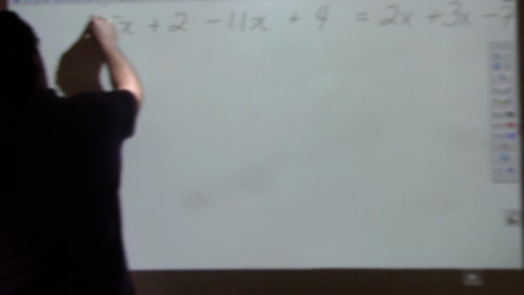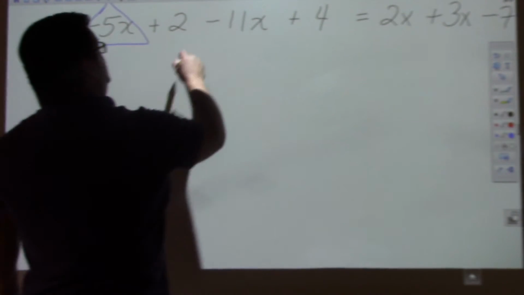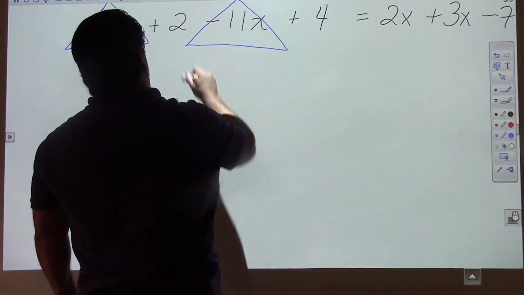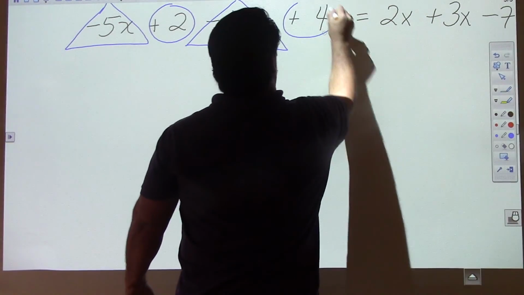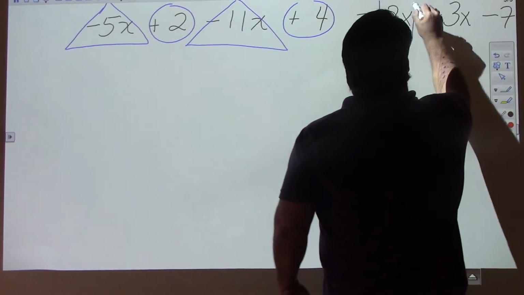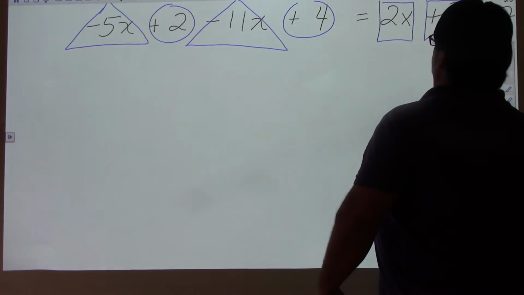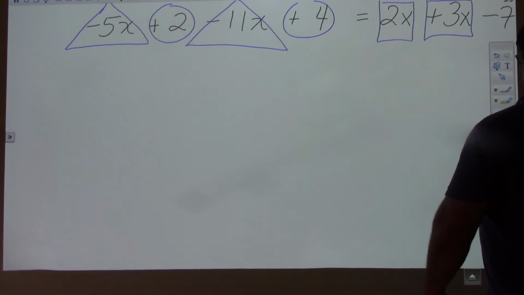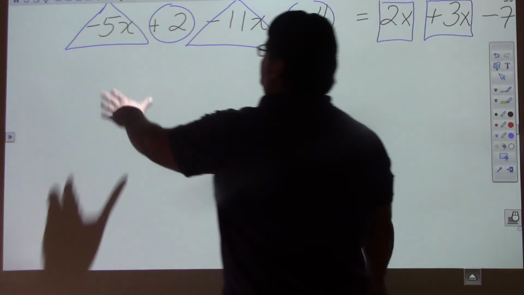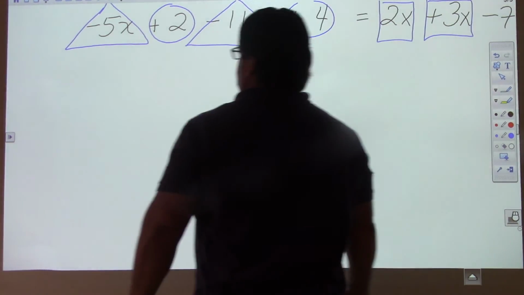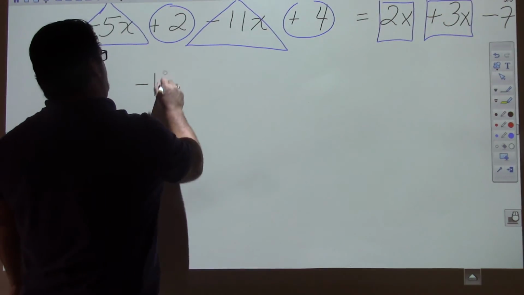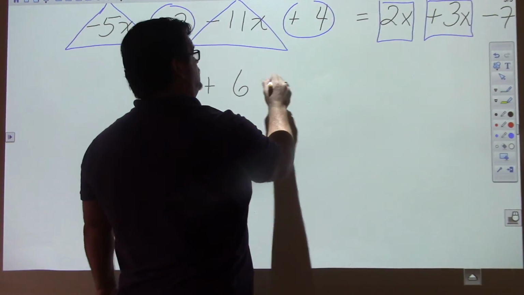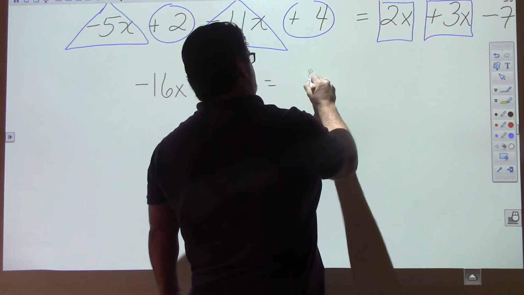I'm going to make this a triangle, and this a triangle, and this is circle. And this is square, and this is square, and this is square. You owe $5. You owe $11. You owe $16. 2 plus 4. 2x plus 3x.